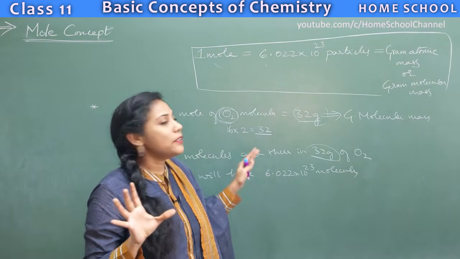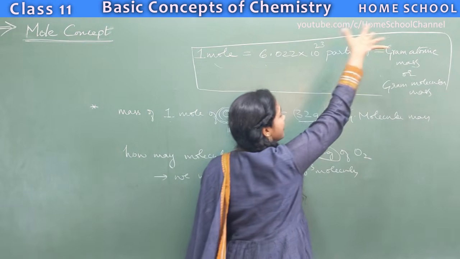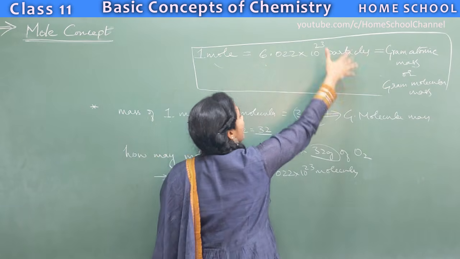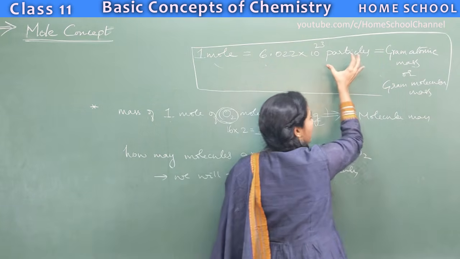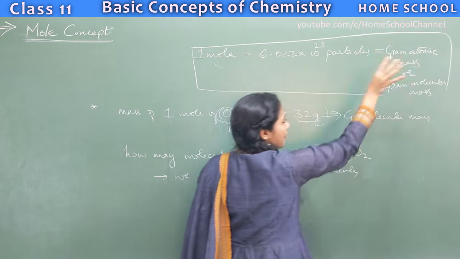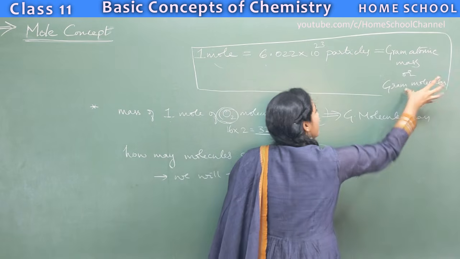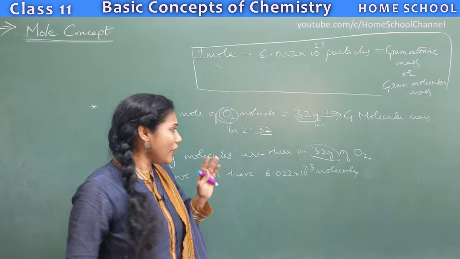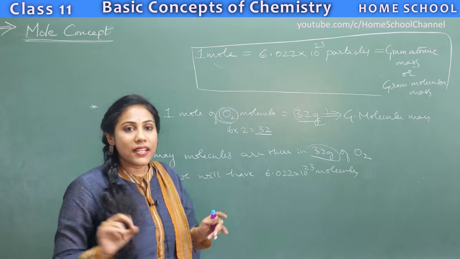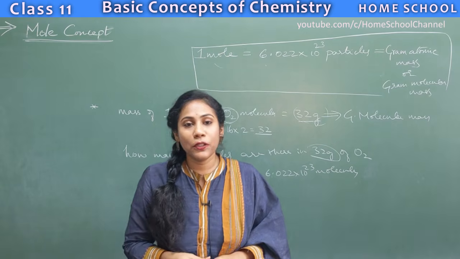But you must be able to connect the concept. See, here there is a connection between mole, particles, and gram atomic mass and gram molecular mass. 1 mole is always this many particles. The mass of these many particles, if the particles are atoms, is always equal to gram atomic mass. And if the particles are molecules, then the mass is always equal to gram molecular mass. When we discuss the questions, you will understand the mole concept better. The more questions you solve, the more perfect you will become with the mole concept.